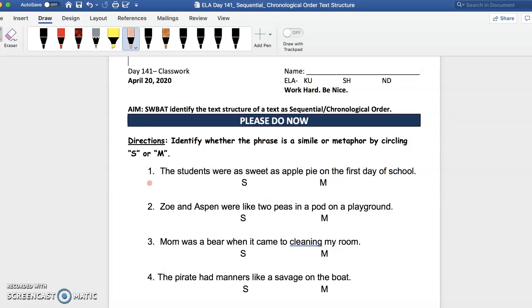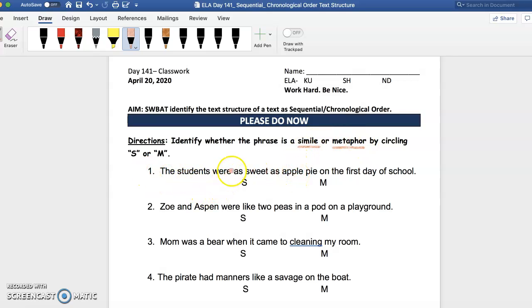So, the directions state identify whether the phrase is a simile or metaphor. So, first, guys, that means you need to remember what a simile or metaphor is. Remember, a simile is when two things are being compared using the words like or as, and then a metaphor is when two things are being compared without using like or as. Okay, so let's get started.